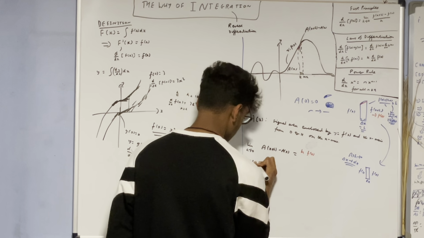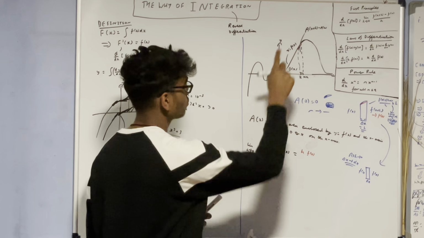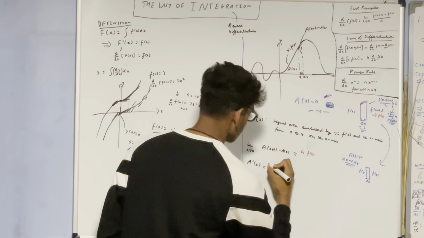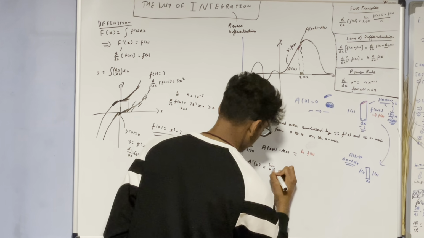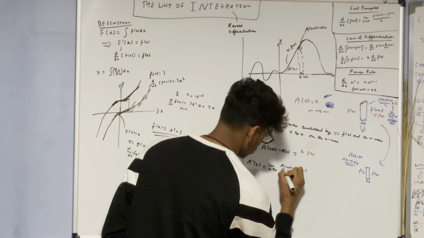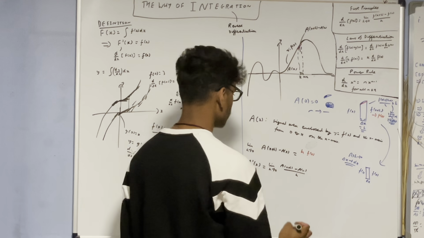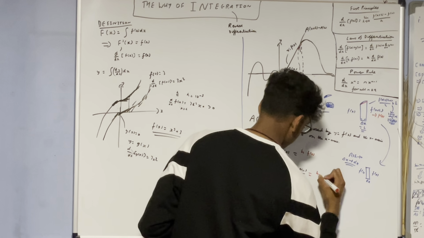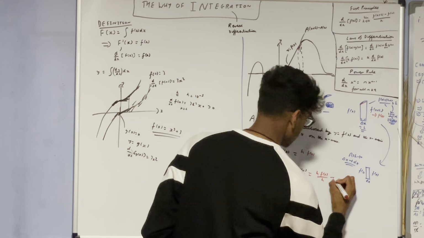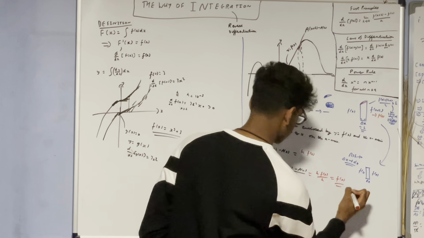Since the derivative with respect to x of A of x, or A prime of x, is equal to the limit as h tends to 0 of, well, A of x plus h minus A of x all over h, this is now equal to h times f of x all over h, which is equal to f of x.